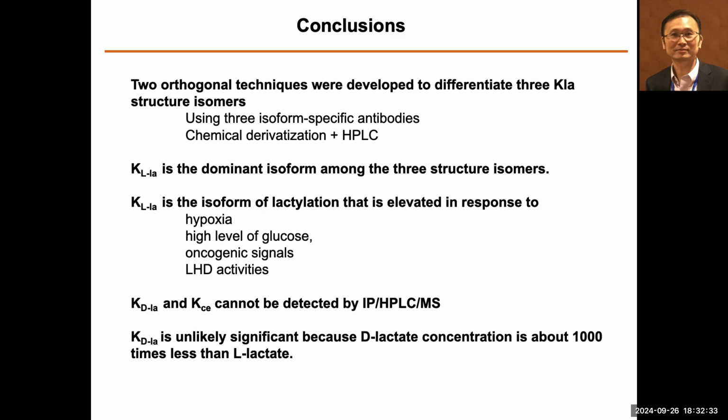So at least in our system, in the cells of our interest that we analyzed, we show that histone L-lactation is the dominant isoform among the three structural isoforms. Histone L-lactation is the isoform of lactation that is elevated in response to hypoxia, high glucose concentration, oncogenic signal, and LDHA activities. We almost cannot detect D-lactation and KCE under our conditions, by HPLC mass spec analysis or even with IP mass spec analysis. So we believe D-lactation is not significant under most conditions because D-lactate concentration is much lower than L-lactate. D-lactate concentration is about 1,000 times less than L-lactate.